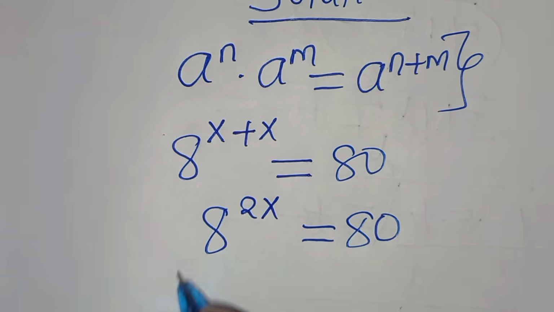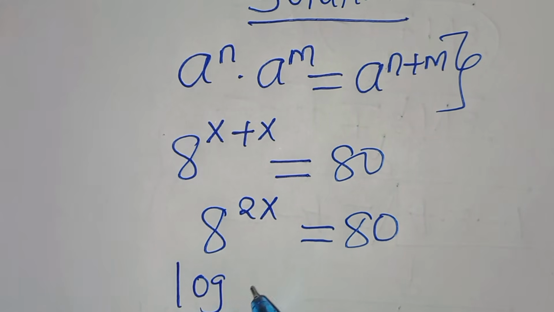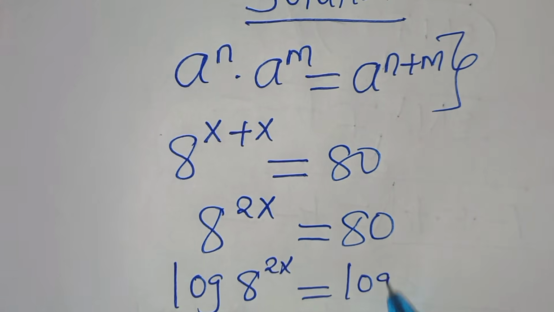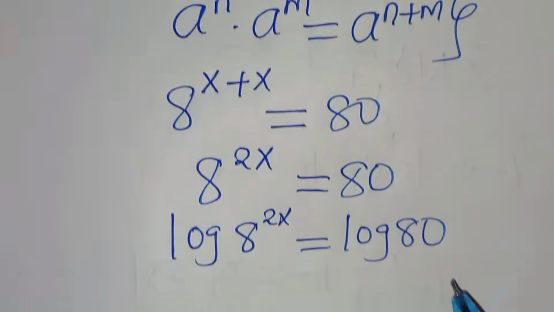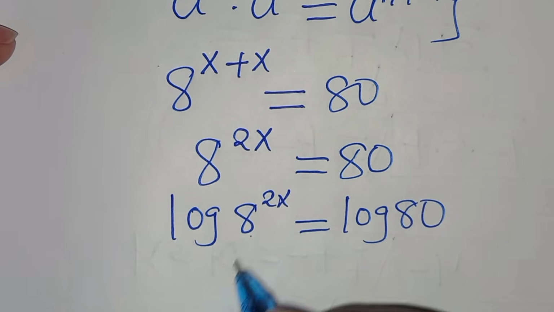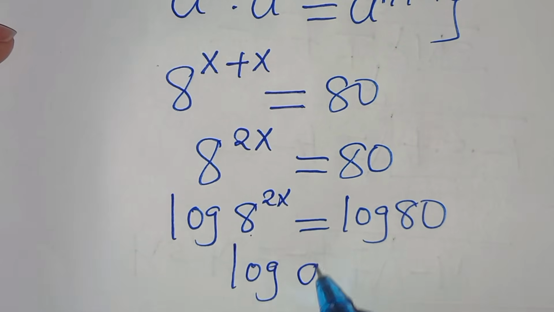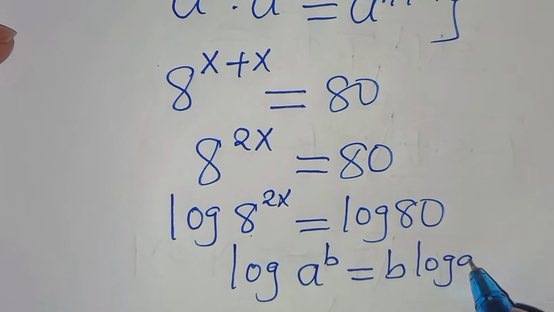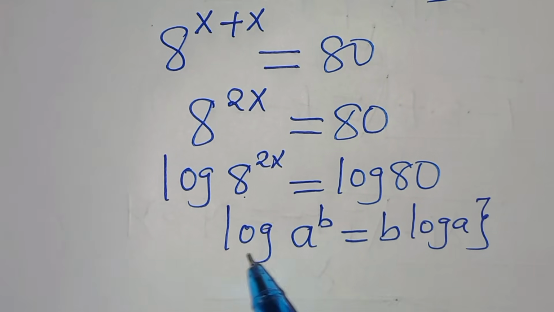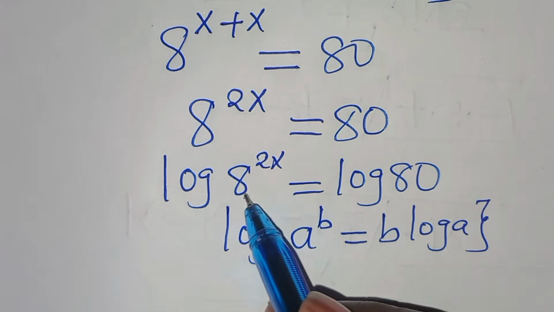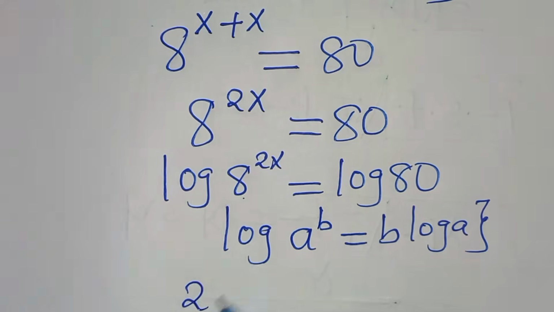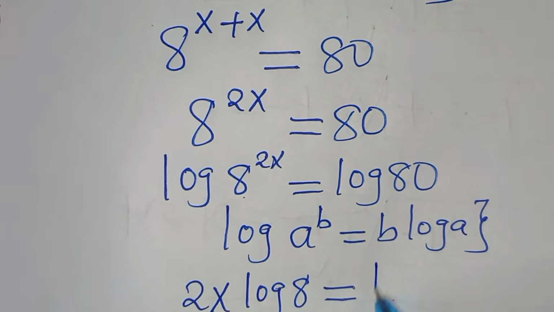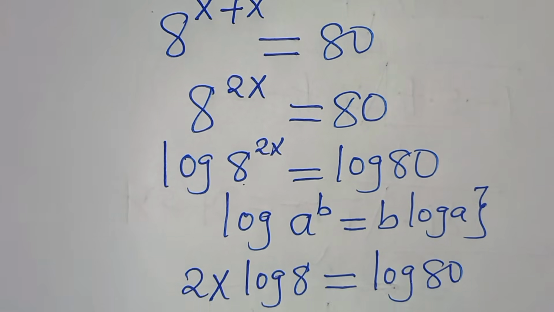To solve for x here, let's introduce logarithm on both sides. We have log 8 to the power of 2x. This is equal to log 80. Log 8 to the power of 2x is in the form of log a to the power of b, which can be expressed as b log a. Applying this power log property, then log 8 to the power of 2x becomes 2x log 8. This is equal to log 80.